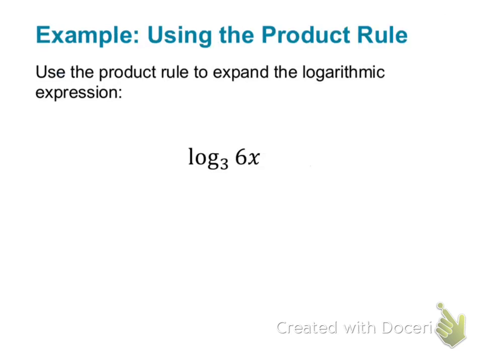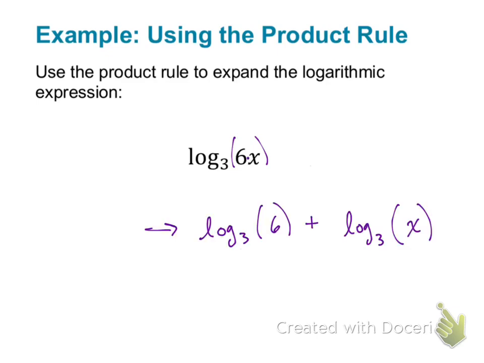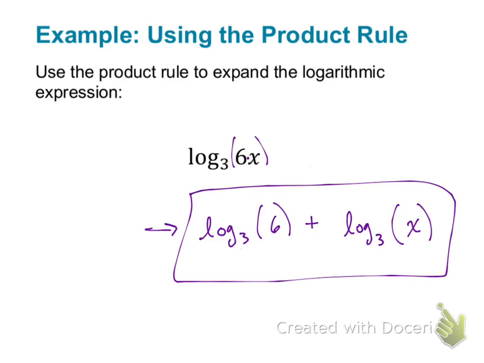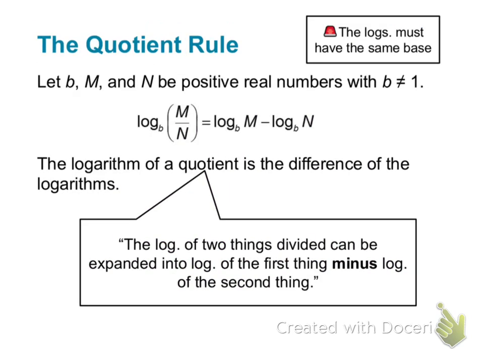Let's do an example. In this example, we have log base 3 of a product. The product is 6 times x. We can use the product rule to expand this into log base 3 of 6 plus log base 3 of x. The next rule is the quotient rule.